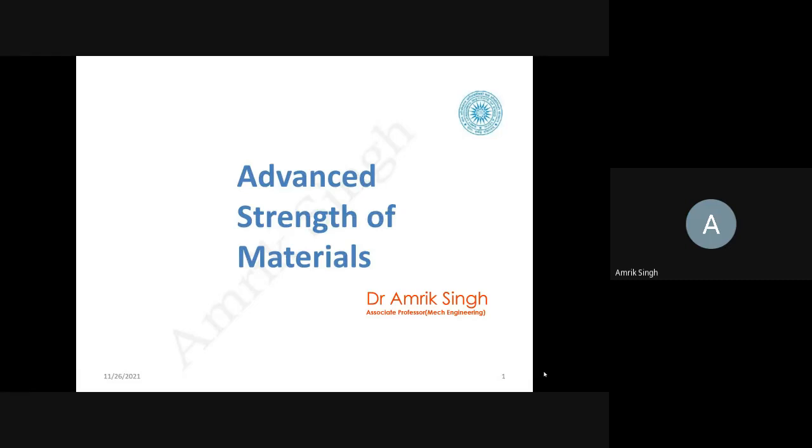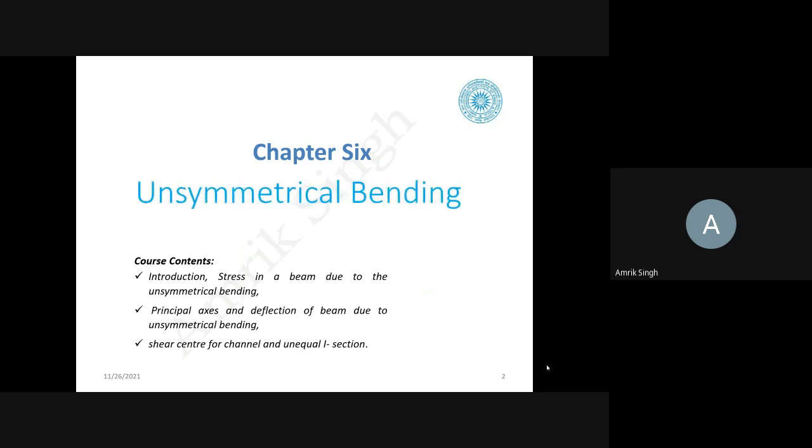We are going to start a new topic today, that is unsymmetrical bending. So, lecture one. In this first lecture, we will be discussing what are the stresses in the bending of a beam, a symmetrical beam and an unsymmetrical beam, and what are the principal axes and deflection of beam because of the unsymmetrical bending, and how to locate the shear center for a channel and unequal.